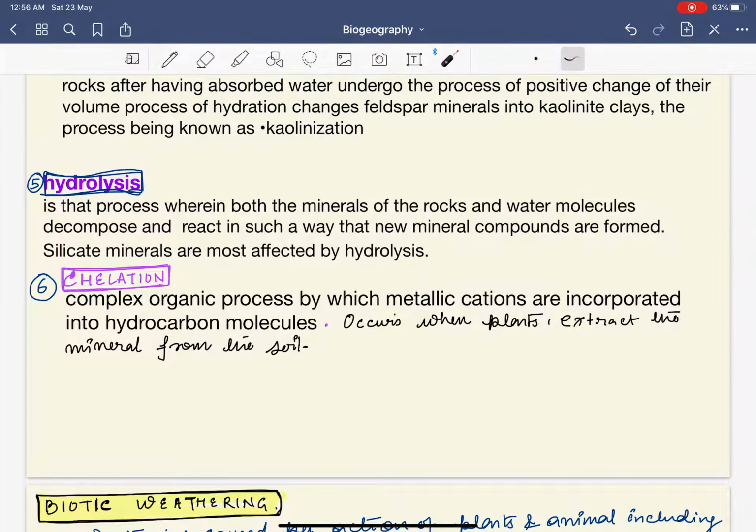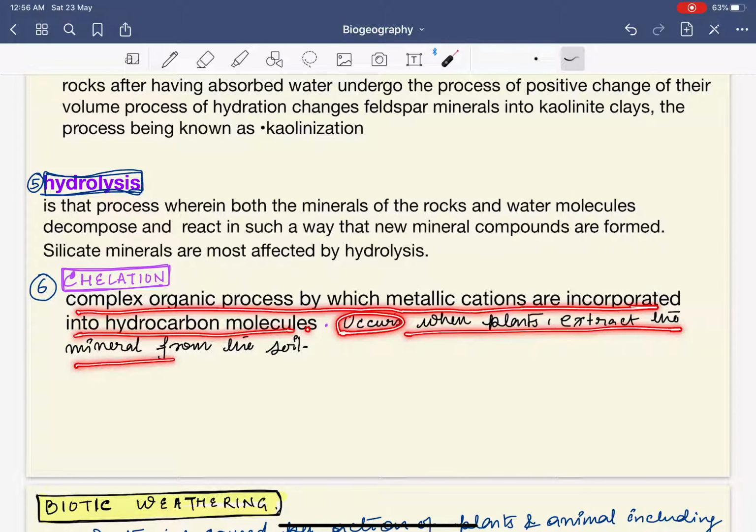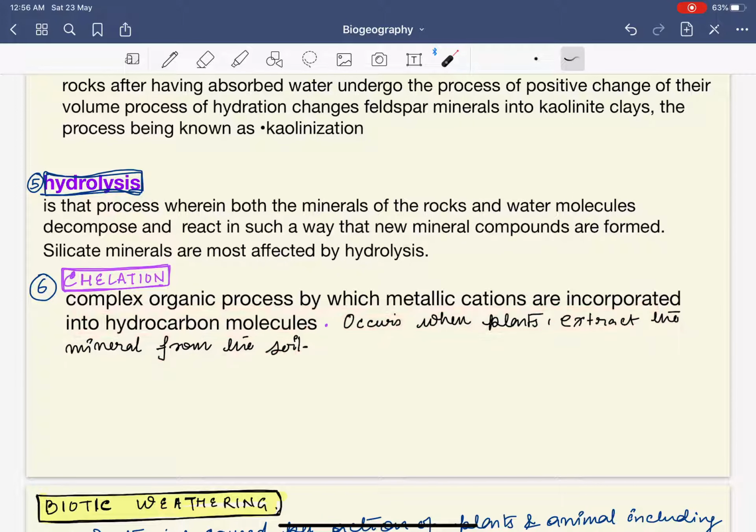Last but not least is chelation. What is chelation? A complex organic process by which metallic cations are incorporated into hydrocarbon molecules. It occurs when the plant extracts the minerals from the soil. Chelation is a type of chemical weathering that basically takes place in the temperate region, or where there is the taiga type of climate.